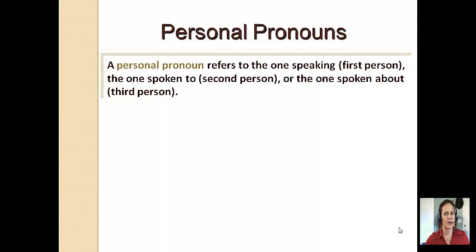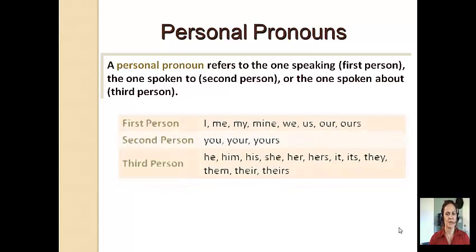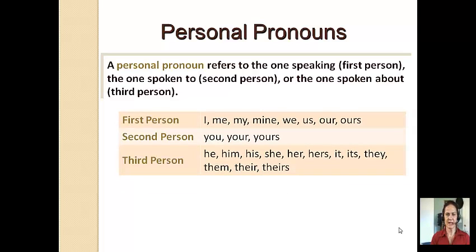A personal pronoun refers to one speaking, that's first person, the person spoken to, which is second person, and the person spoken about, which is third person. So I want you to get this chart in your notes, so you might need to pause the video to get the chart. Because when we classify pronouns, as you know, since this is our 7th week of school, in our DGP we classify them by type of pronoun, whether they're first, second, or third person pronouns, whether they're nominative, objective, or possessive pronouns.